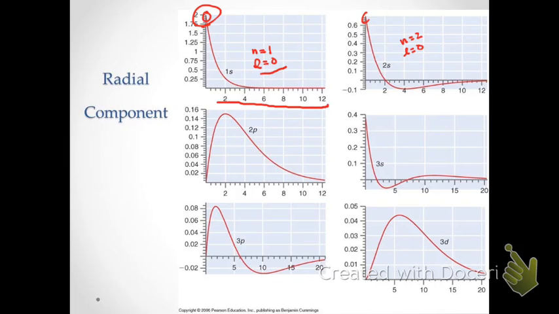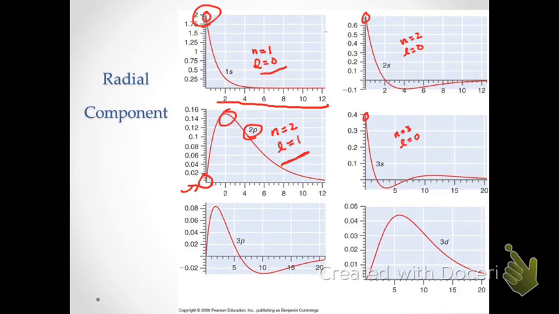Looking at the 2s orbital, we'll notice that here, where n is equal to 2, l is equal to 0, again the maximum is at the nucleus. And looking at the 3s orbital, we also have a maximum at the nucleus. Looking at the 2p orbital, where n equals 2, l equals 1, at the nucleus we see that the radial component of the wave function is actually equal to 0, meaning that there's 0 probability of finding the electron there.